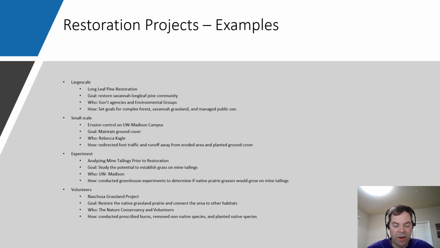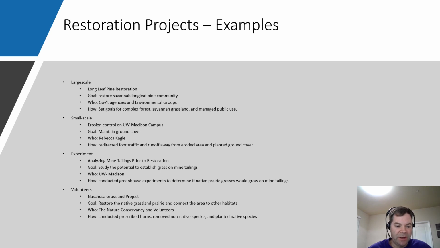Analyzing mine tailings prior to restoration is an example of a project that included an experiment. The goal of this project was to study the potential to establish grass on mine tailings. It was done by the University of Wisconsin-Madison, and they did this by conducting greenhouse experiments using 9 different native grass species and different fertilizer mixtures to figure out which worked the best to grow native grass on mine tailings.